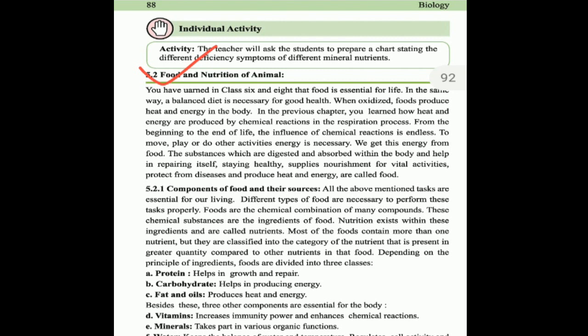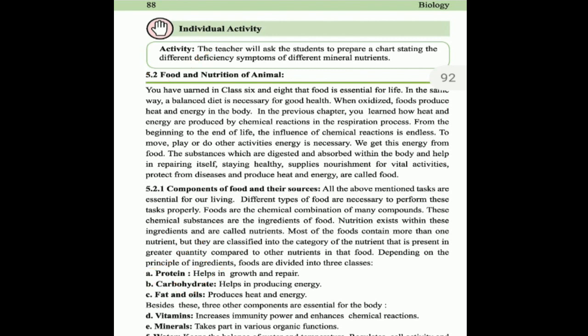So, depending on the principal ingredients, foods are divided into three categories: protein, carbohydrate, and fat and oils. You can say lipids. The rest of the three types of food, vitamins, minerals, and water, are also essential for our body. But vitamins and minerals do not need any digestion, because our digestive canal can absorb such kinds of food directly.